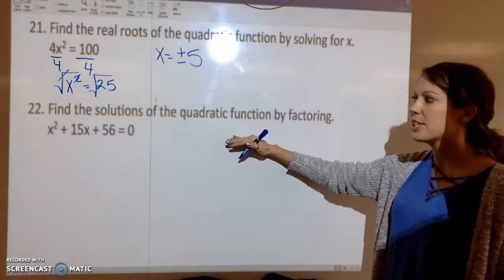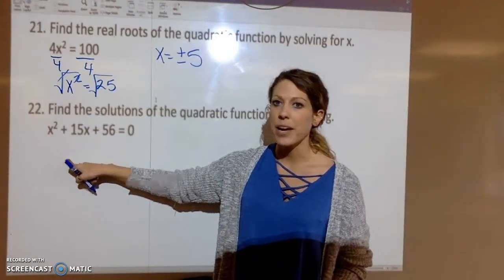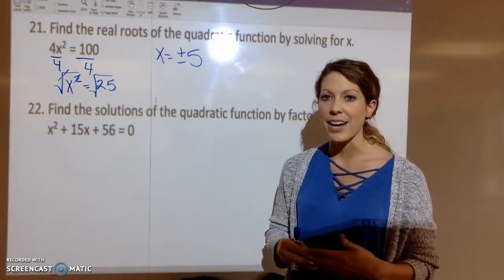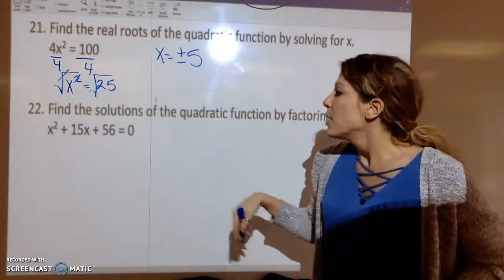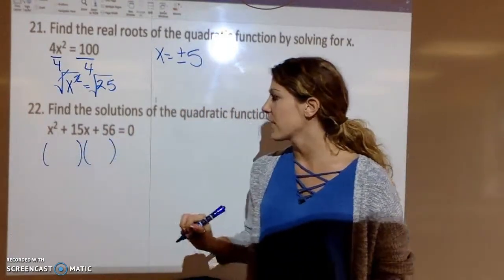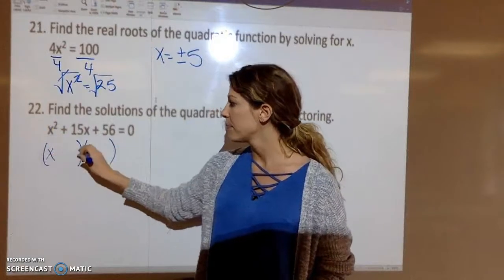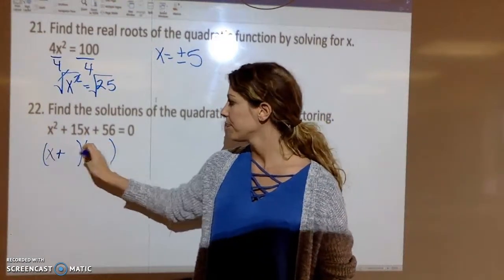Right, now on number 22, there is a b, so we can't just solve for x like we did on 21. The other method we've learned so far for solving a quadratic is by factoring, and it tells you to use factoring here. So we'll start by ignoring the equal 0, and we're just going to factor this trinomial. There's no coefficient, so we can just jump right on in with our parentheses. Plus sign in the back means same. They're both going to be positive.